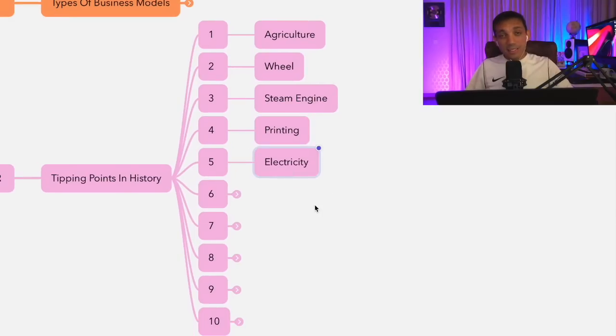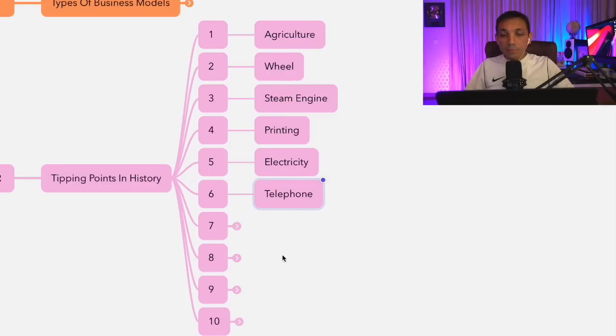Number five, electricity was a game-changing concept. Many of us, including myself, were born into technology, born into electricity, not into the current technology, but into a world where there was already technology and electricity. But if you look at our great-grandfather's time, I'm sure many of you here can relate that a world without electricity was a very different world. And if you go to villages, it's very different over there.